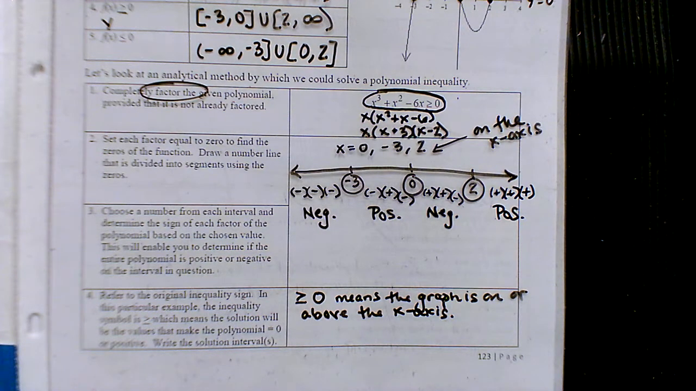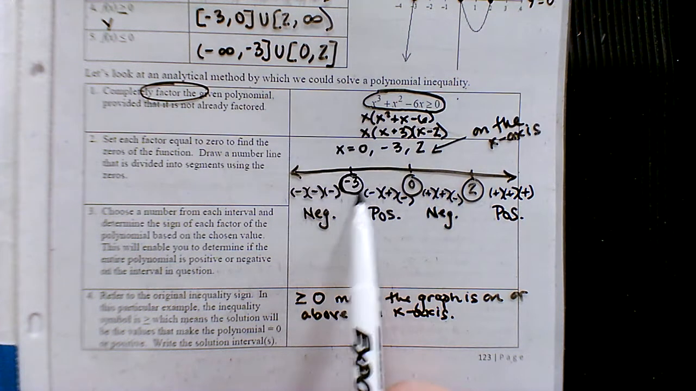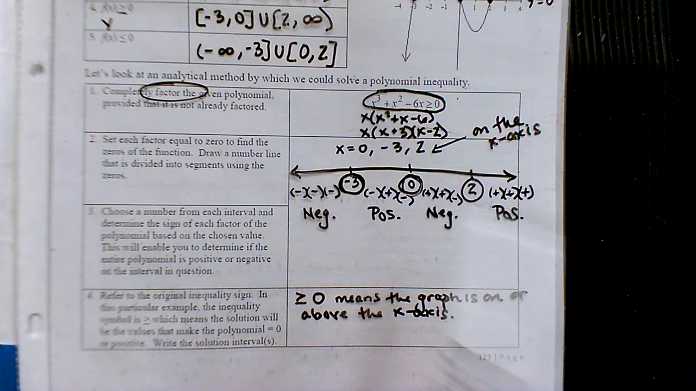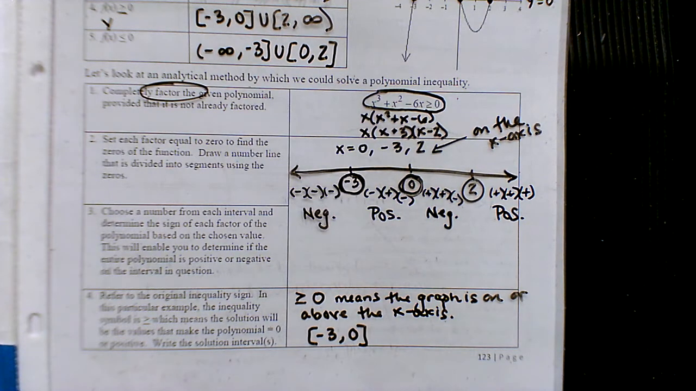Okay, so if that's what we're trying to identify, that's what we need to then find based off of our number line. So take a look at your analysis there. Where are we either on the x-axis or above the x-axis? What do you think, Marie? -3 to 0. Okay, we said we were positive, meaning above the x-axis. And we are on the x-axis at -3 and 0. So we can include those as brackets.